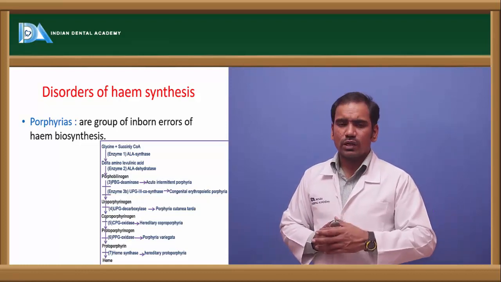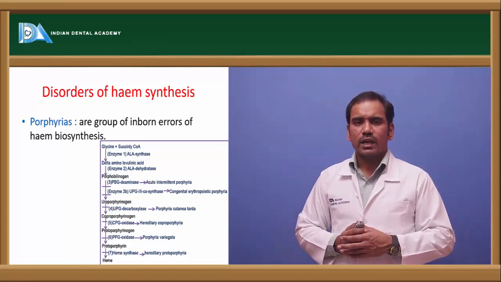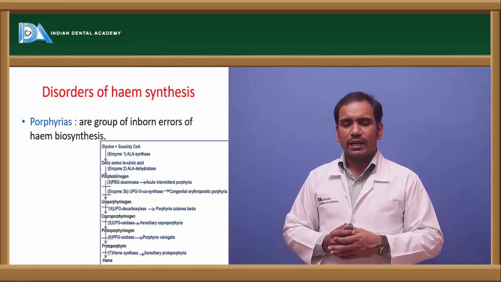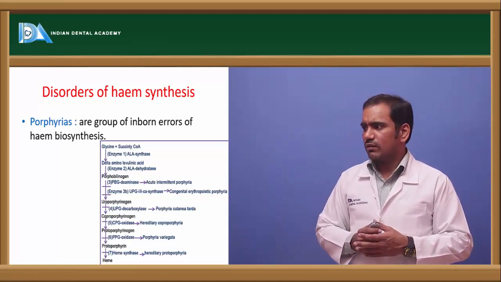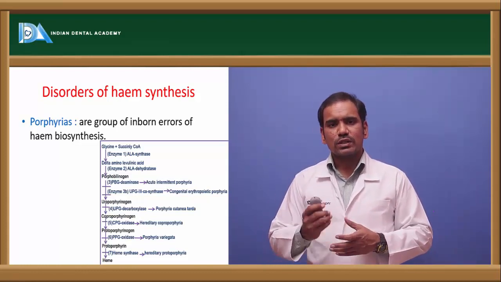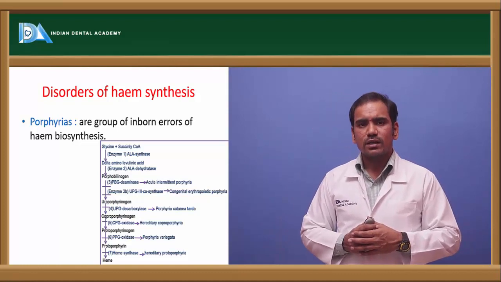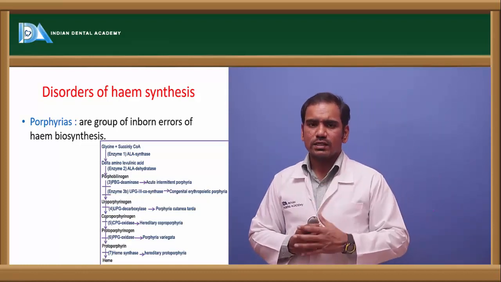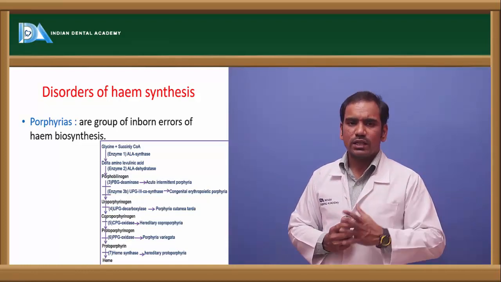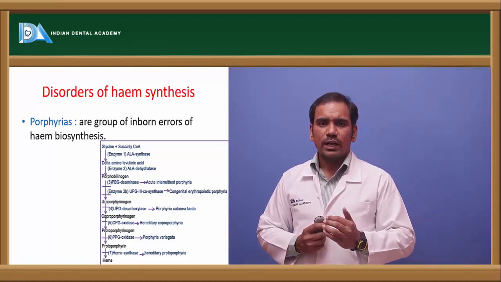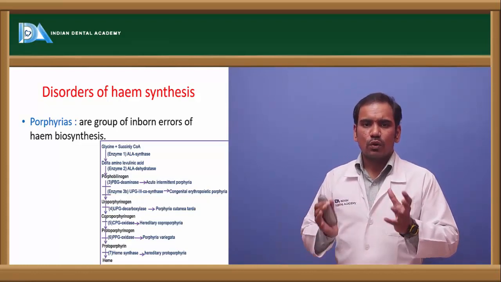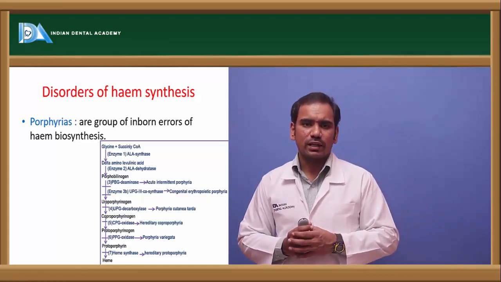And apart from that, we have some more porphyrias, like hereditary coproporphyria, variegate porphyria, and hereditary protoporphyria. These are the other types of porphyrias, and they are because of defective enzymes in heme synthesis. Any enzyme concerned with heme synthesis, whenever it is defective, leads to accumulation of the corresponding porphyrins. Together we call all these conditions porphyrias.